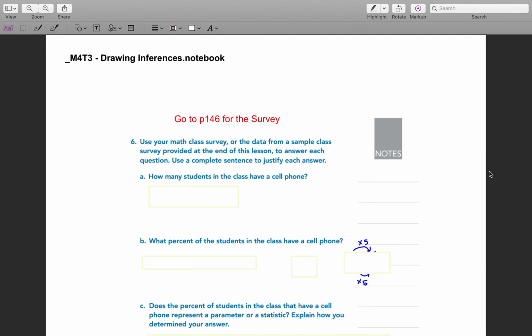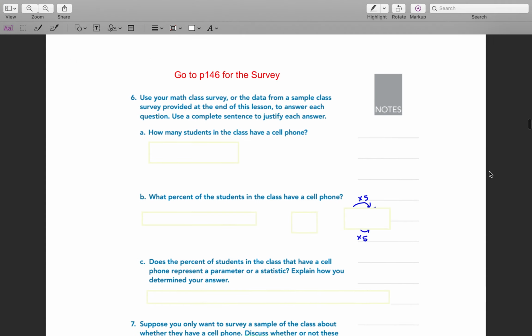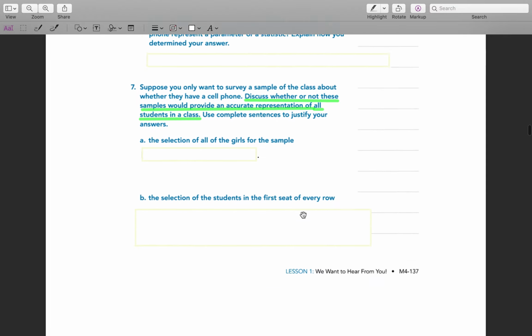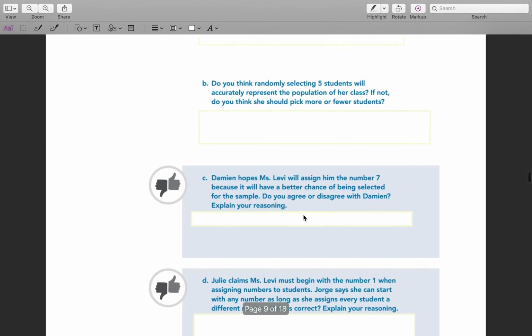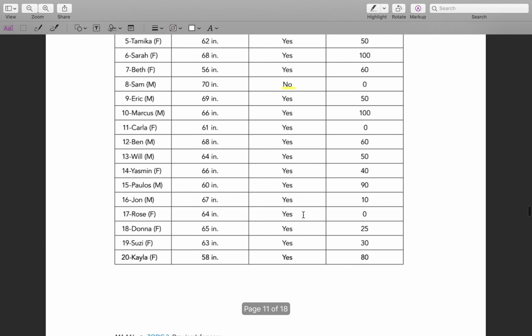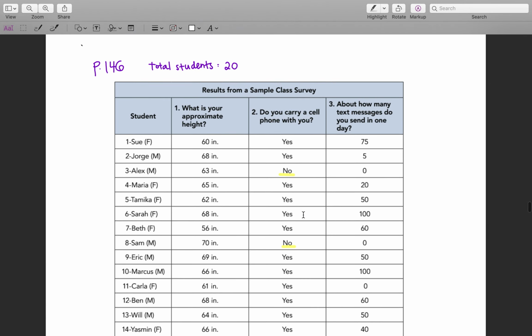All right, so this is page 137. And for this set of questions, we're going to use page 146 for the survey. So let's go ahead and quickly go to page 146 to look at the survey. Okay, so here it is, page 146.